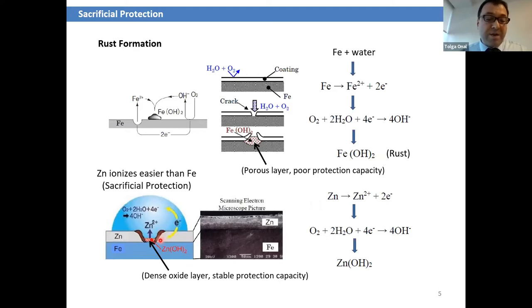reacts much more rapidly compared to iron. As in the previous case of iron, the zinc reacts with oxygen and water and forms zinc dihydroxide. And in case there is a crack or physical damage on the coating, this zinc dihydroxide forms a layer, covers the opening, and this layer is stable compared to iron dihydroxide and has a stable protection capacity. It doesn't let water and oxygen go through it. And as it reacts much more rapidly compared to iron, it's called sacrificial protection.